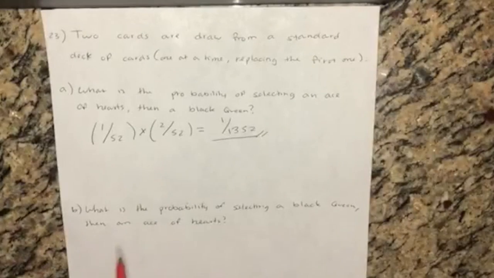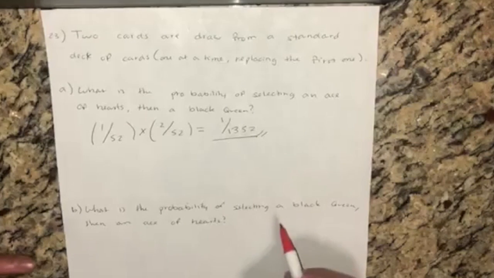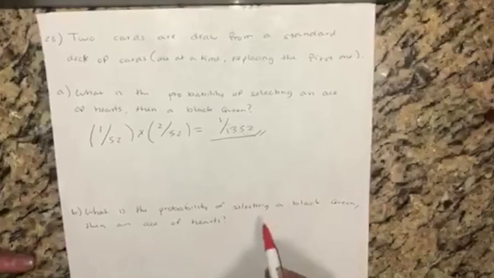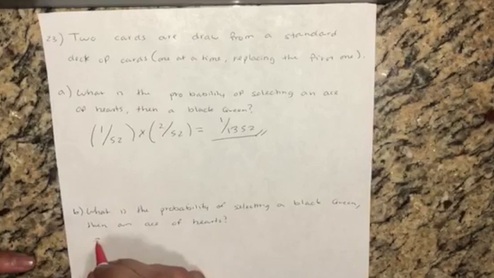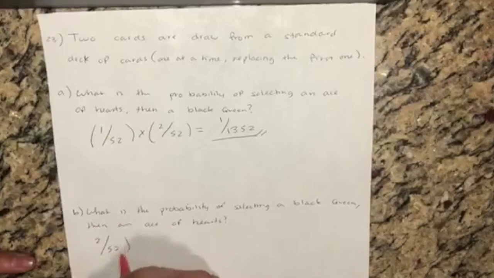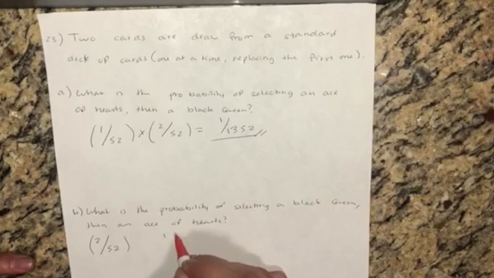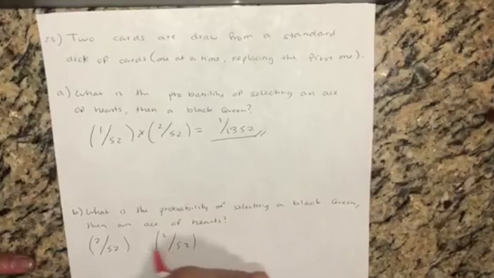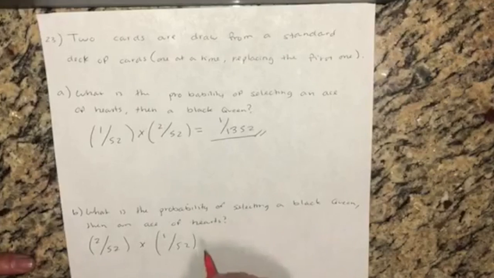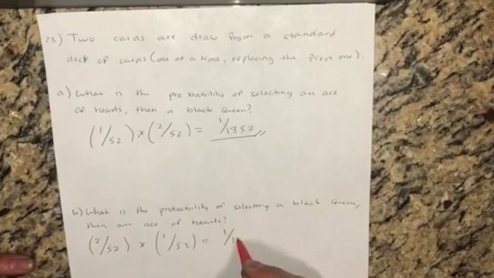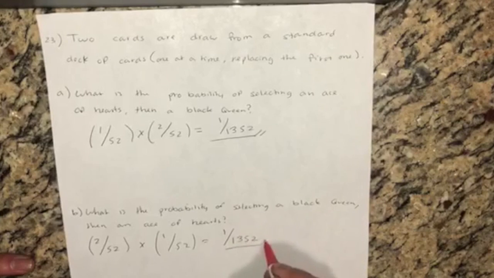Then for question B, it says, what is the probability of selecting a black queen, then an ace of hearts? So basically you get the probability of a black queen, that it's 2 in 52. Then the probability of ace of hearts, it's 1 in 52. And again, you multiply them, and it equals 1 in 1,352. And that's your answer.